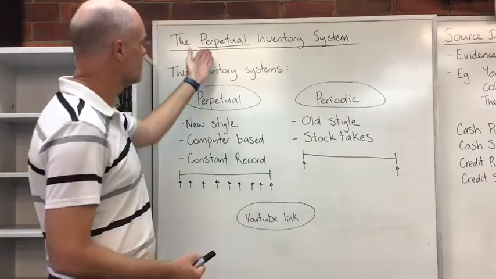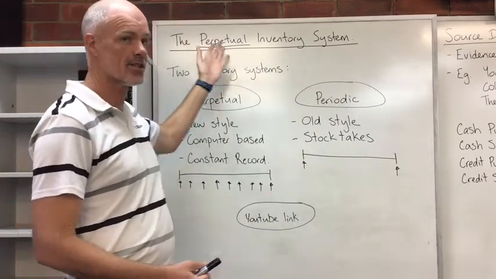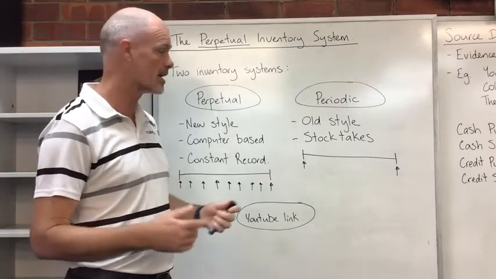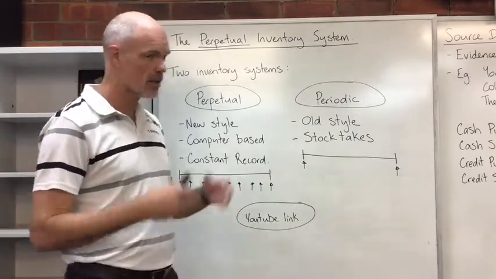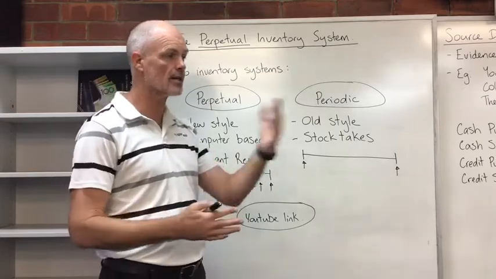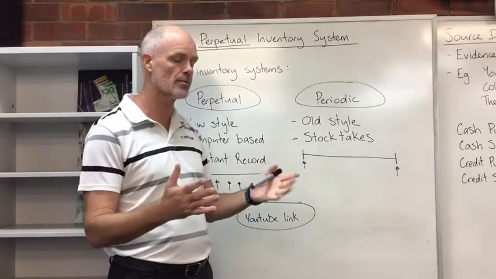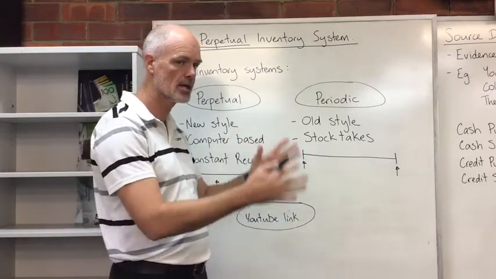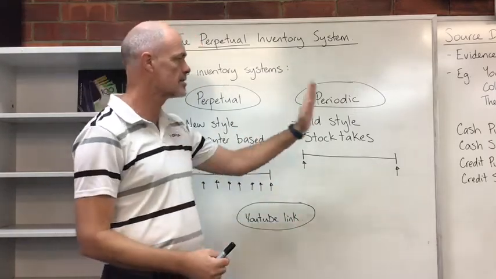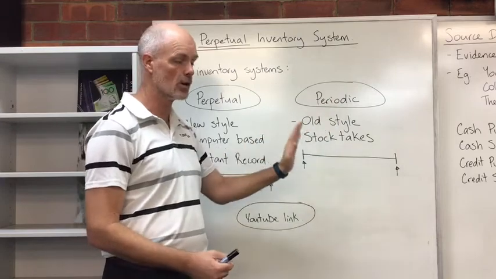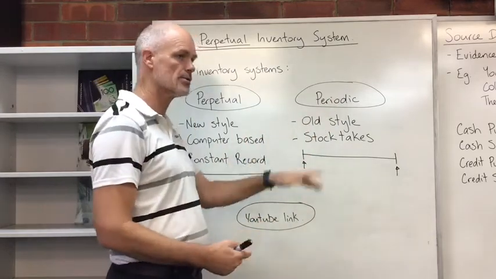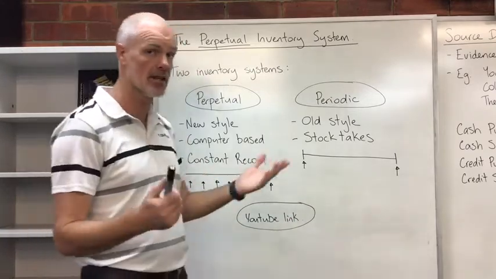The great thing for us is that we only have to study the perpetual system of dealing with inventory within accounting. Within your textbook and other things that you look at on YouTube, they talk about both the periodic and the perpetual systems, and they show you how to deal with those. You don't need to know how to deal with the periodic system, but what you do need is a rough overview of what those two systems are and the advantages and disadvantages of both.